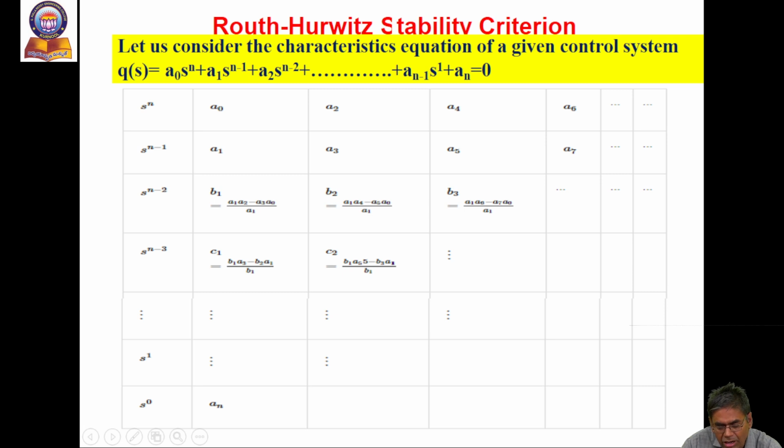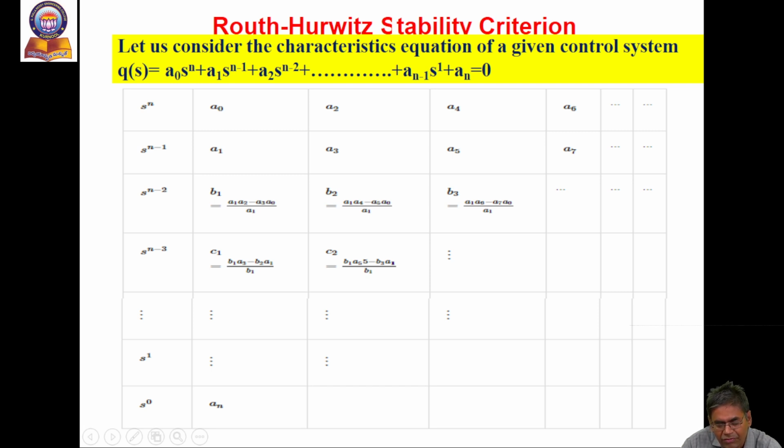After calculating the B row, we then calculate the C row. C1 is (B1 a3 minus B2 a1) divided by B1. We fill all the rows. Similarly we find C2, which is (B1 a5 minus B3 a1) divided by B1. Like that, we calculate the remaining rows.